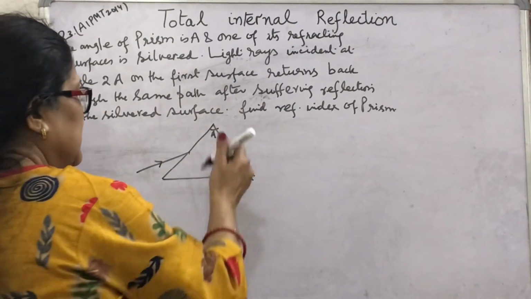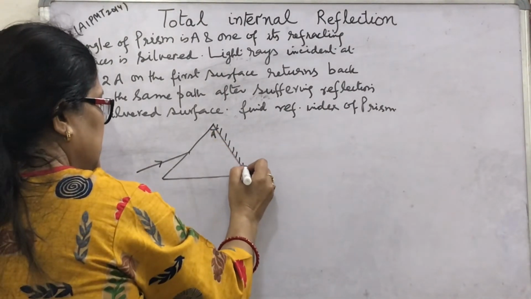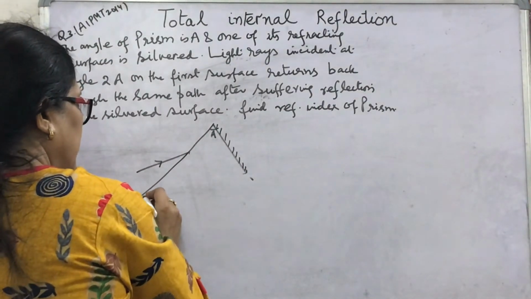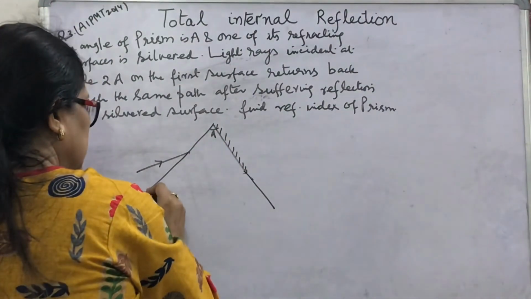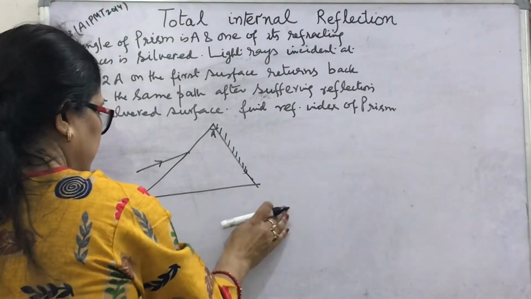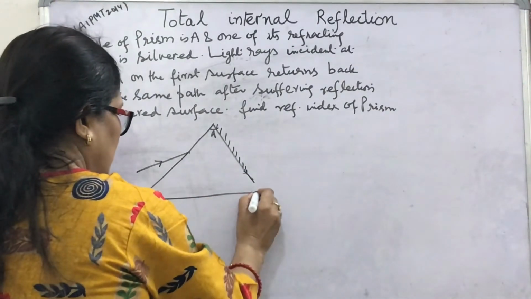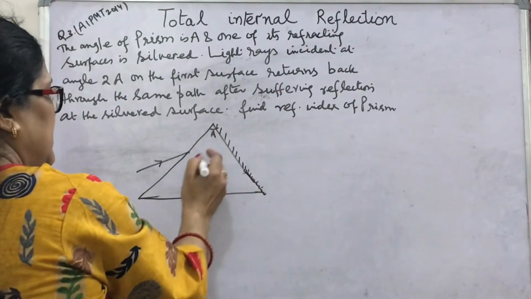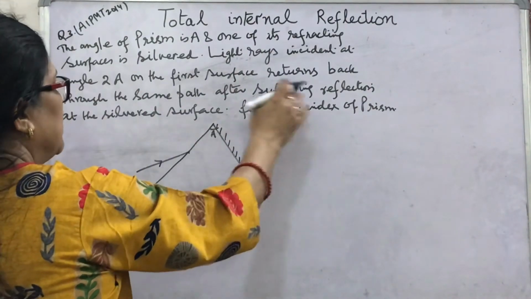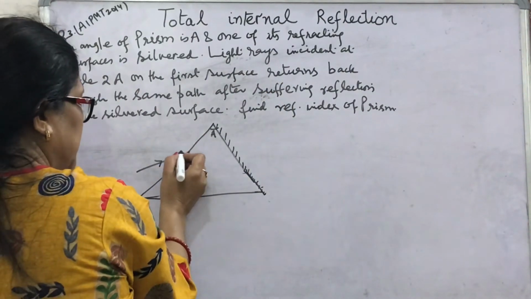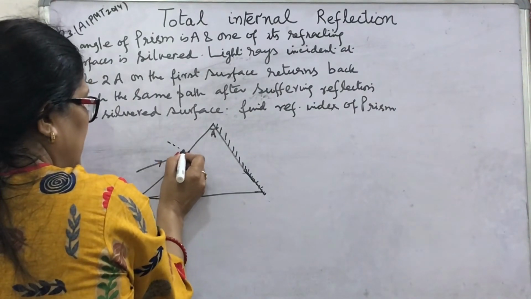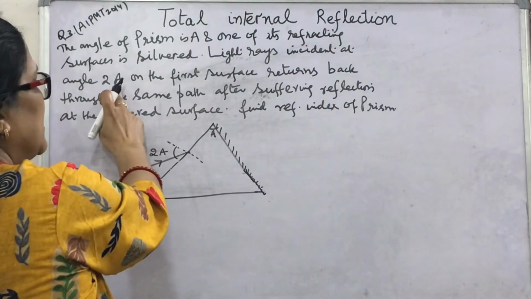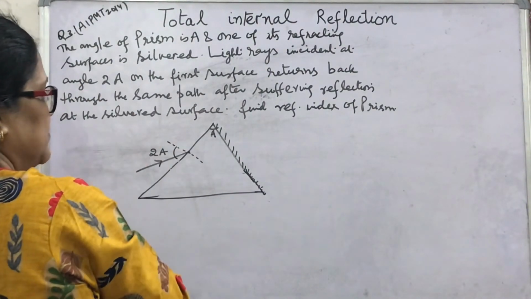What will happen? Suppose this surface is silvered. I am showing this a little bigger. Suppose this is the diagram of prism. So what happens? From the silvered surface, it is given that the light ray comes, retraces its path, comes back. You will draw the normal and it is given that angle of incidence is 2A. So normal and incident ray, this angle of incidence is 2A.